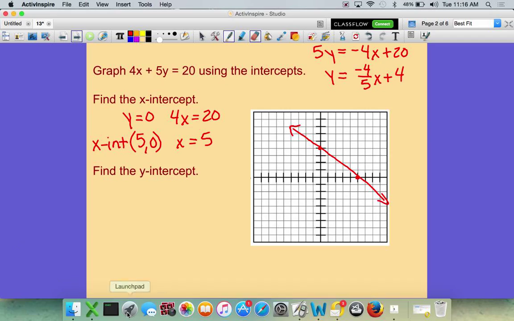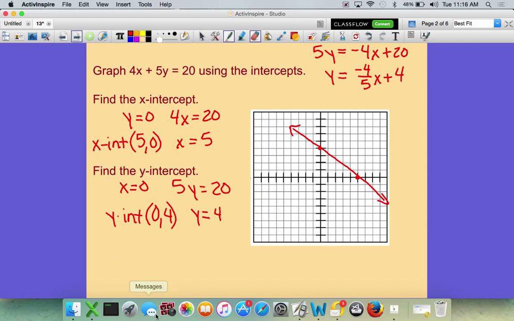For my y-intercept, well, that's where it crosses the y-axis. That's when x equals 0. So I throw a 0 in here for x. We'd have 5y equals 20. So then y has to equal 4. So my y-intercept is the point 0, 4.